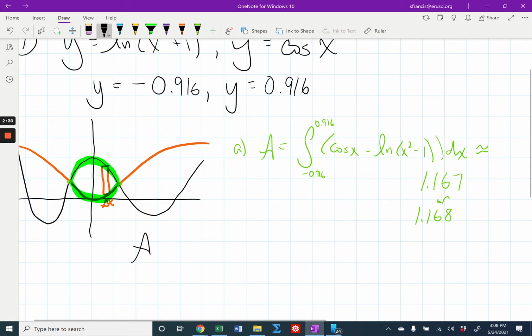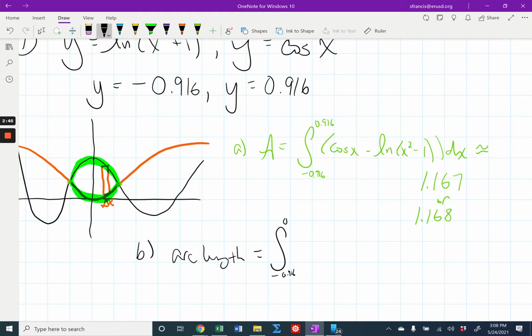And so the first integral, call it arc length, will be from negative 0.916 to 0.916. And of course, this is an approximation because those numbers are rounded. Now, if I'm just talking about the cosine part, our integrand for arc length is the square root of 1 plus f prime squared. So I need the derivative of the curve.